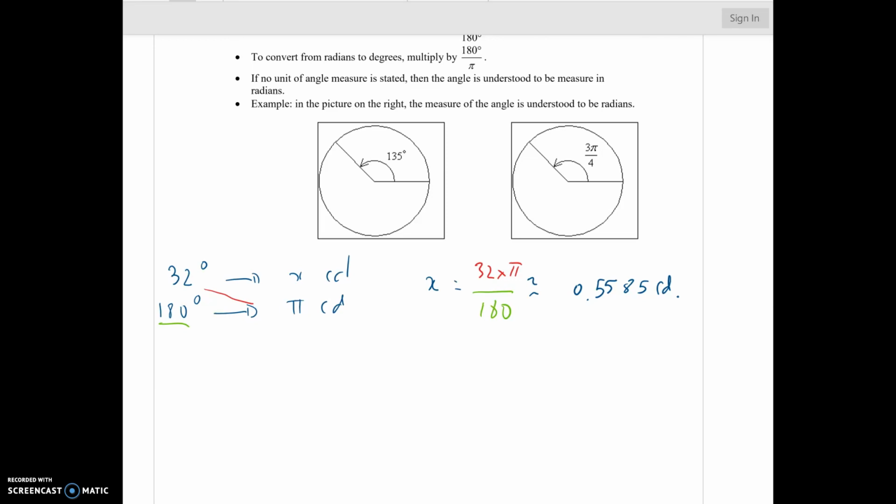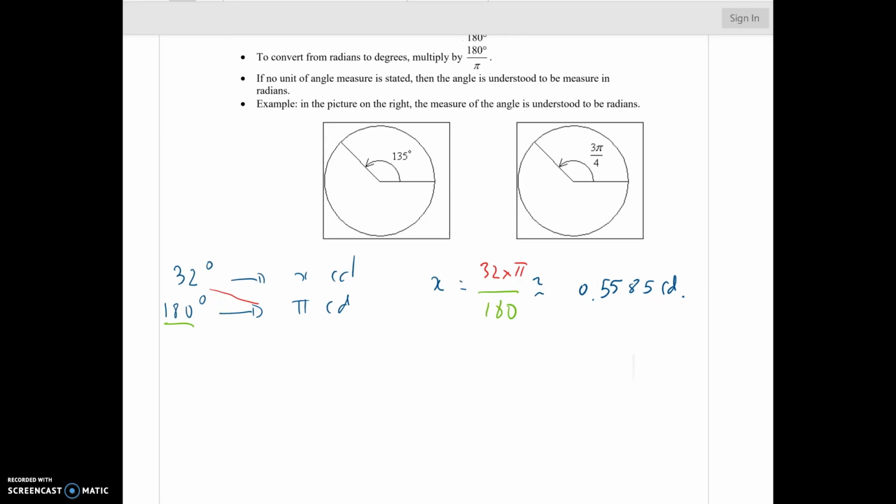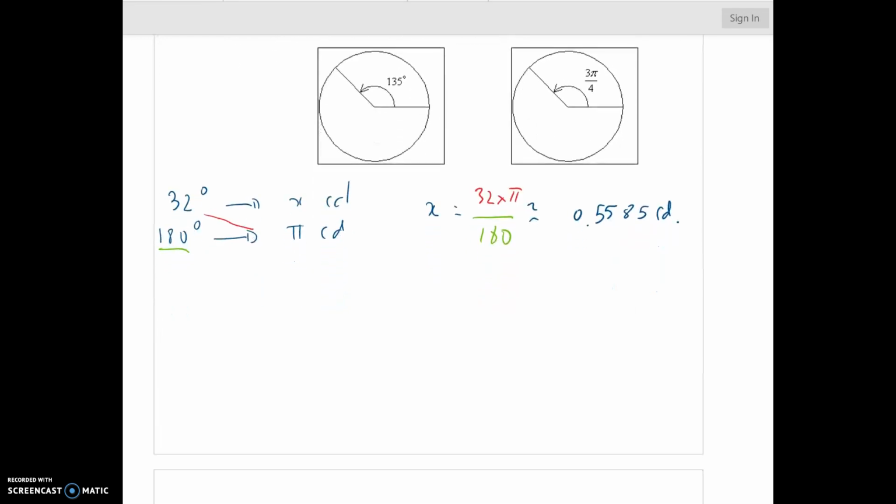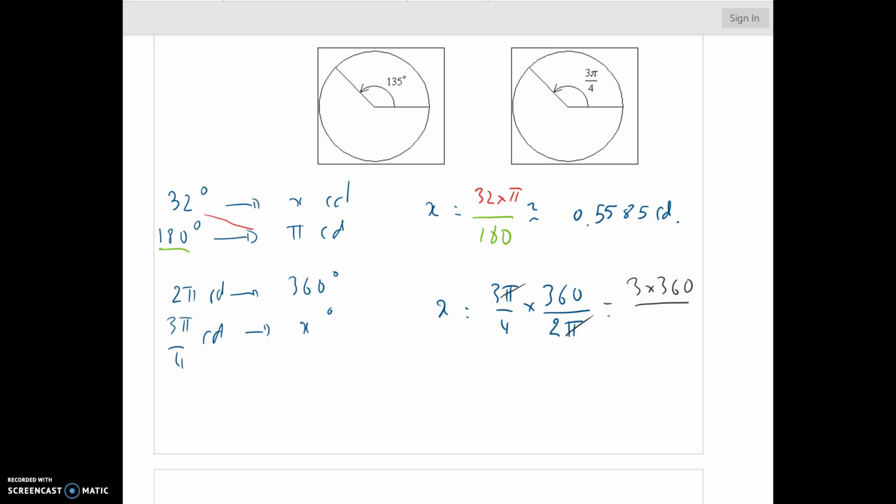Now, if you want to convert radians into degrees, who knows if you need to have that? Well, it's pretty easy. You do exactly the same idea. You know that 2 pi radians corresponds to 360 degrees. So in this example, if you have 3 pi over 4 radians, how many degrees are you going to have? You are going to have X equal to 3 pi over 4 multiplied by 360 divided by 2 pi. And if I want to do that very easily, the pi divides out, and you end up with 3 times 360 divided by 8, and that will give you the value in degrees of 3 pi over 4.